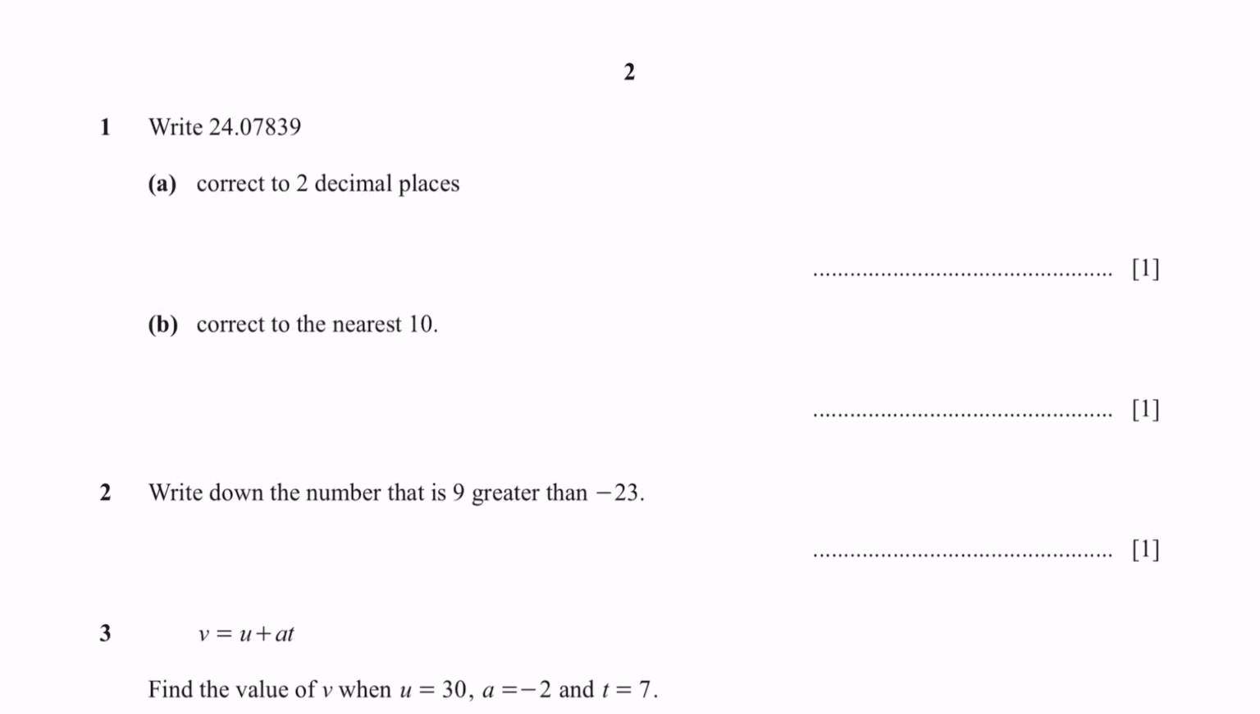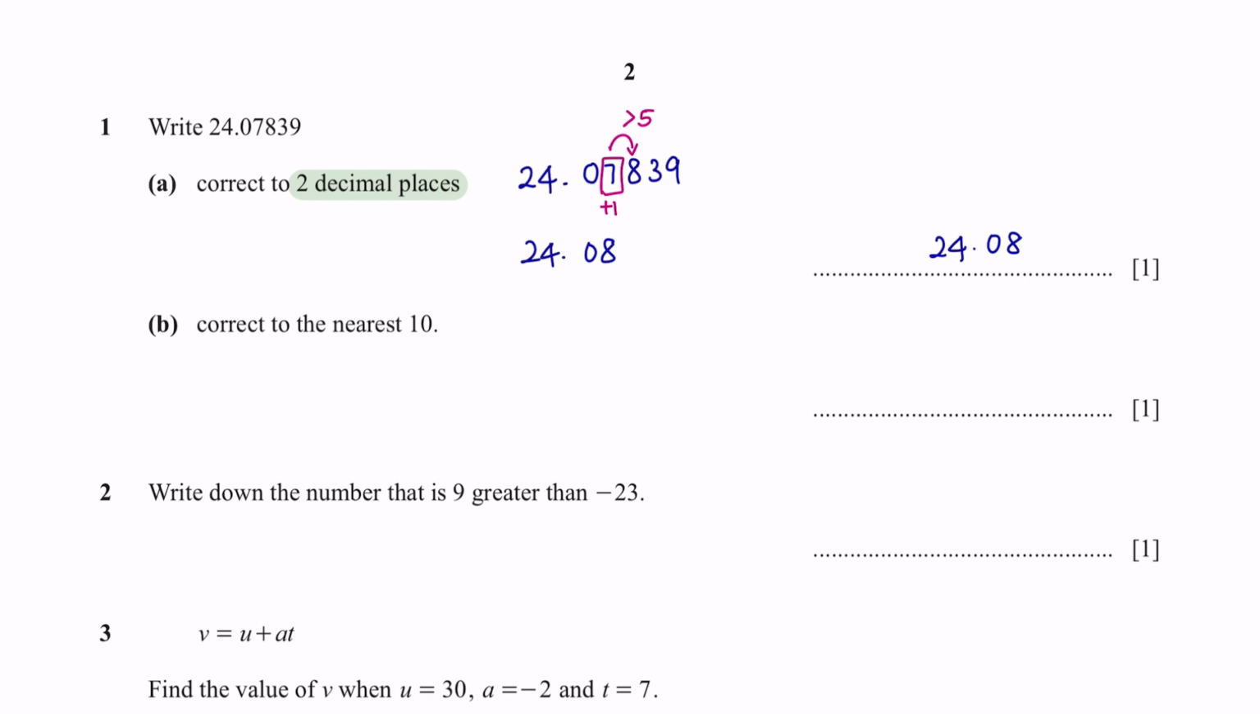Question 1. Write 24.07839 correct to 2 decimal places. This is the second decimal place and the number at the back is larger than 5, so you have to plus 1 over here. So the final answer is 24.08.